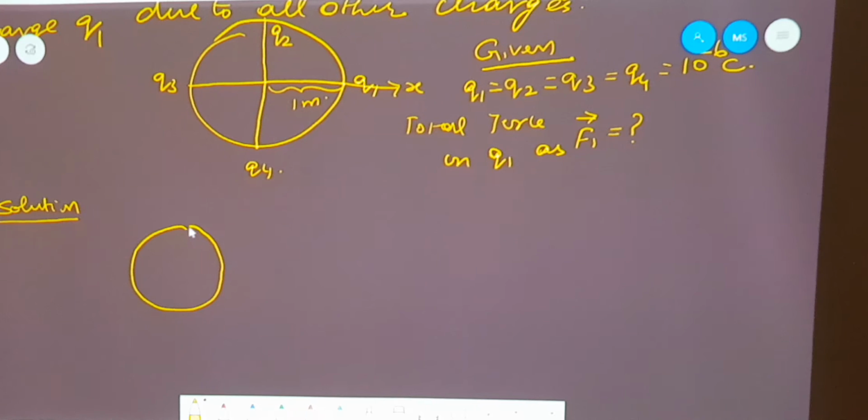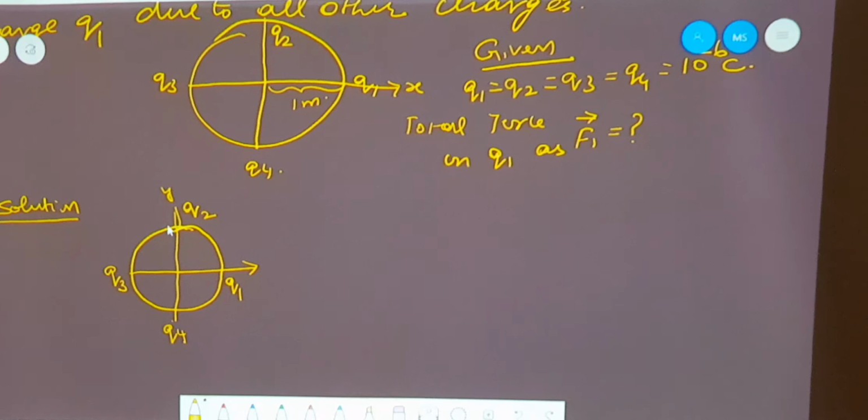I am having a circle. This is the x-axis and let us take this as the y-axis. Here I am having the charge Q2. Here I am having the charge Q3. Here I am having the charge Q4 and I am having the charge Q1 here. You see, the charge Q1 is experiencing force due to Q2, due to Q4 and due to Q3.